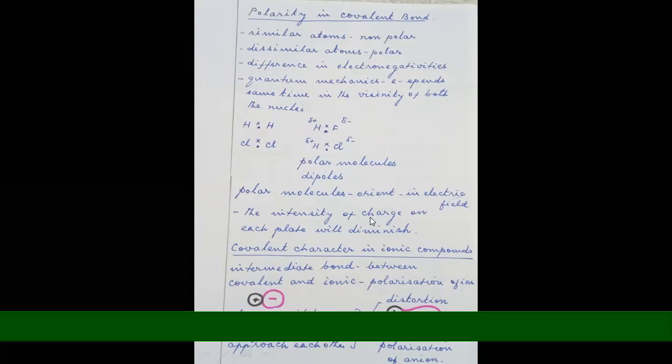And this intermediate bond between the covalent and the ionic is called the polarization of ions. What is this polarization of ions? When oppositely charged ions approach each other, what happens? See, the positively charged cation is spherically symmetrical, and the negatively charged anion is also spherically symmetrical. Actually, this symmetry is assumed when these ions are independent.